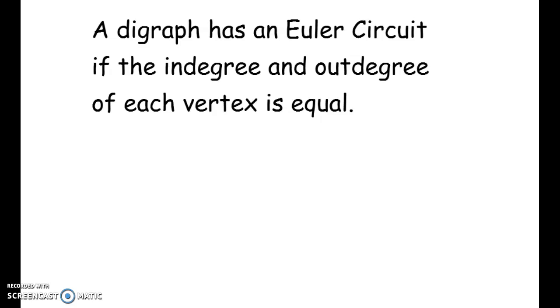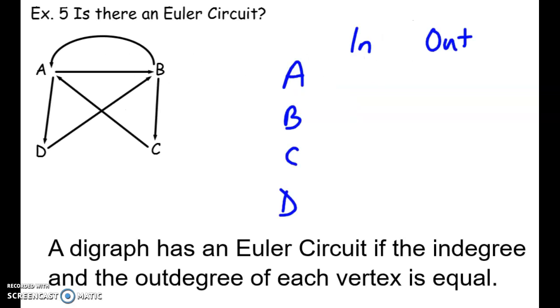So it says it has an Euler circuit if the in degree and the out degree are equal of every vertex, I should say. All right, is there an Euler circuit? So what you want to do for A is see how many edges are going into it. So right here, there's an arrow. There's an arrow. So there are 2 edges going in, and then 2 edges going out.